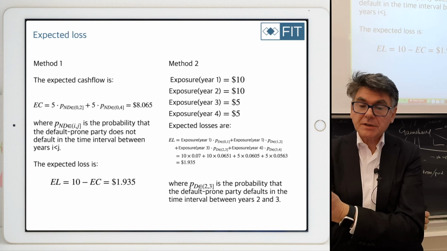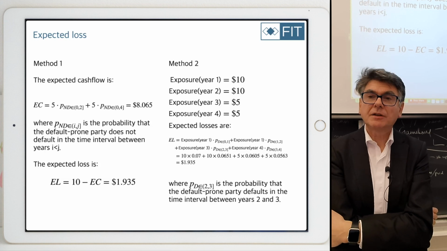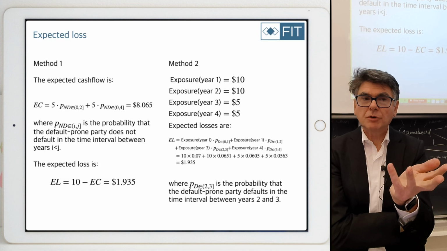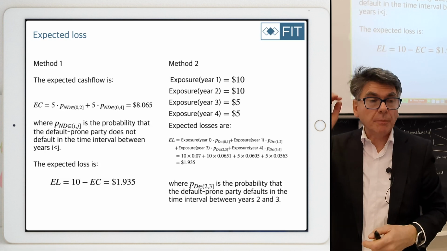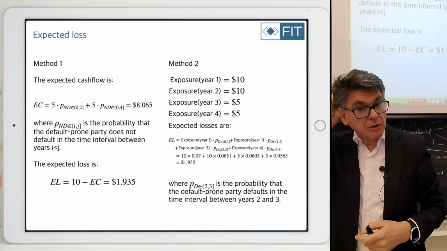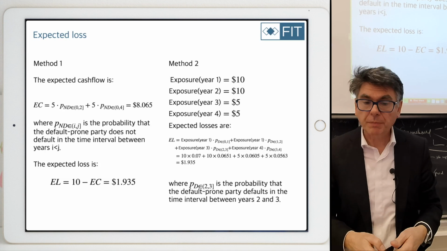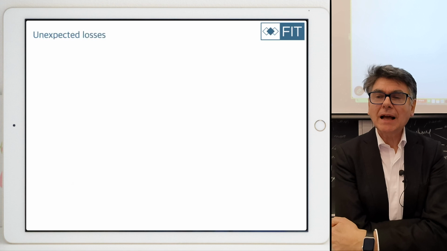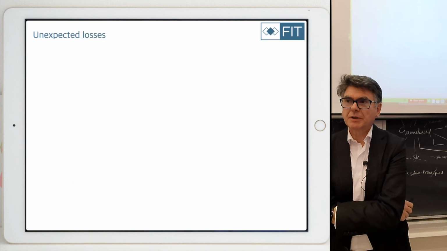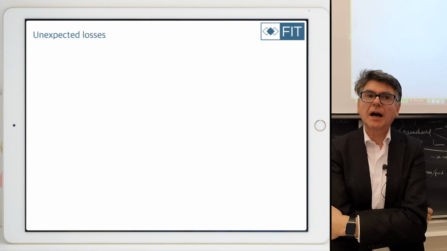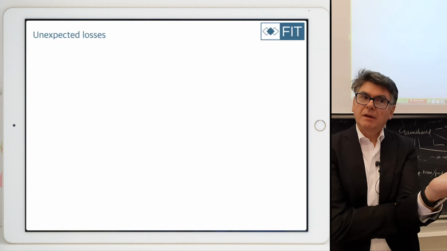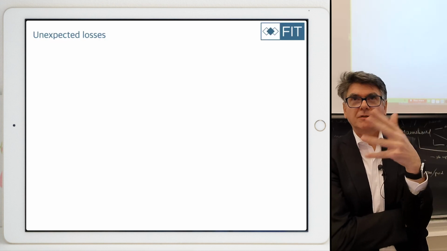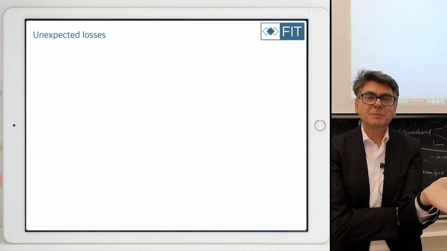But the fact of the matter is that I get the same answer, $1.93.5 in both cases. All right, good. It still does not address the question. It gives you a better compass to make a decision. Now we know that about $8 is what you're willing to pay. But now let me look into the unexpected loss. The answer to this question is in the unexpected loss, because imagine the unexpected loss is very, very high. Then paying $8.06.4 is way too much.